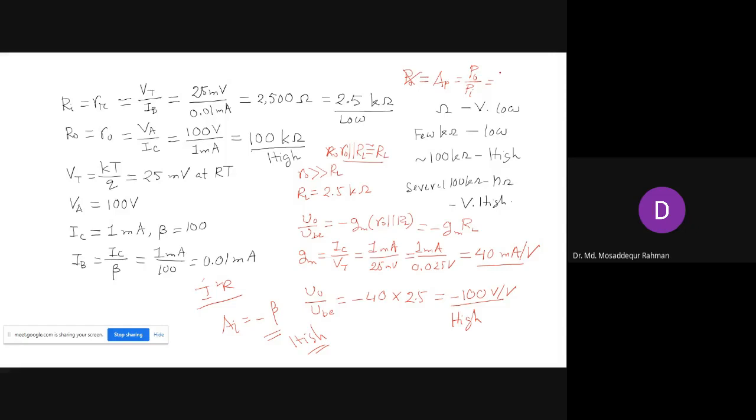Output power is the output voltage and output current, and input power is input voltage and input current. So that's the voltage gain, and this is the current gain. The product of the voltage gain and current gain will be the power gain. Since both the voltage gain and current gain are high, you get quite a high power gain. So you have a very high power gain for the common emitter amplifier.